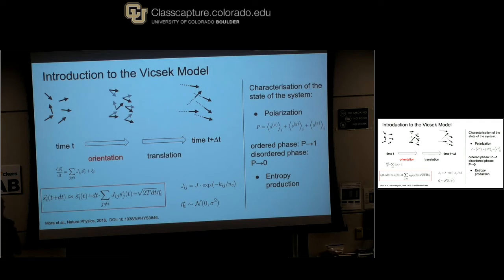In order to characterize the state of the system, we will use principally three quantities. The first one is polarization, which is the norm of a vector, where each component is the average of the corresponding component of all the birds. When it's ordered, the polarization tends to be 1, and in the disordered phase it goes to 0. There is also the entropy production, which will be discussed in the next slide.